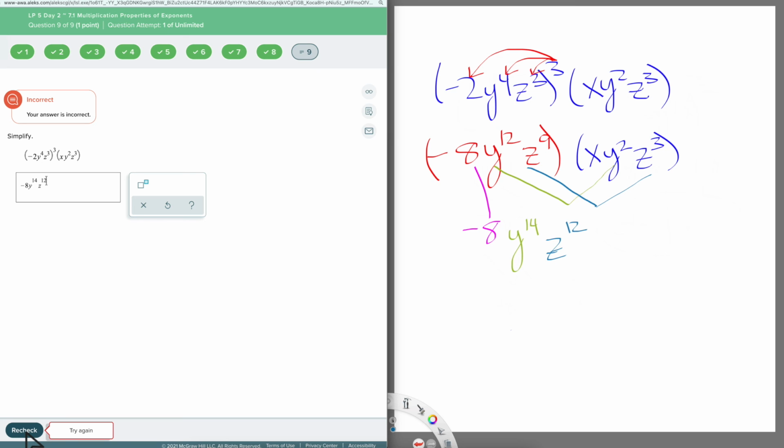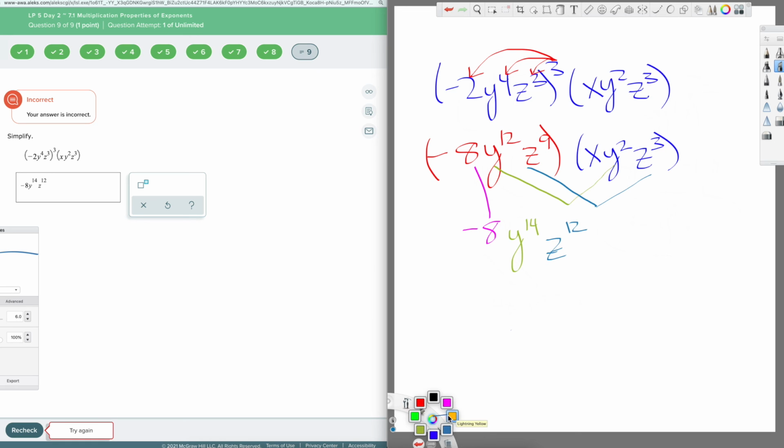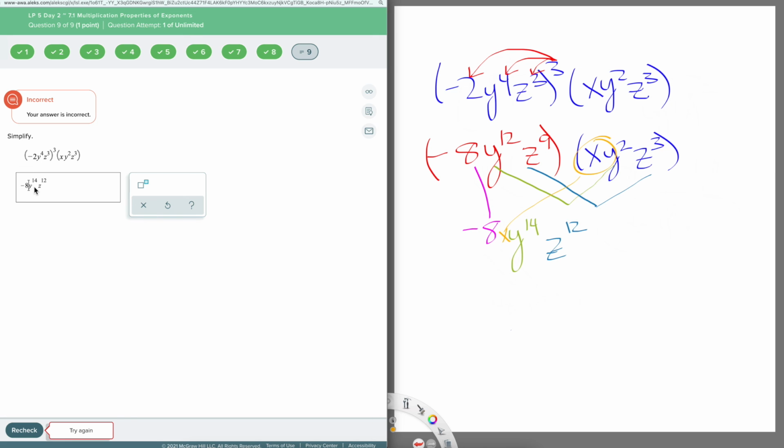Did I miss something? Uh-oh, what did I miss? Did I write something down funny? Oh, I completely skipped over a piece here, didn't I? What happened to the x? So x should have just come down because there wasn't another x to combine it with. So, oops, I did miss a piece. I just completely forgot I left the x out there.